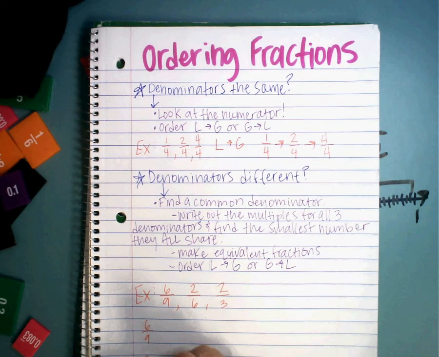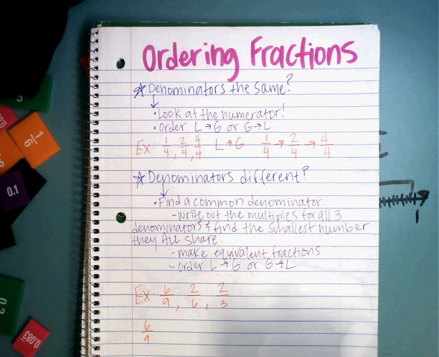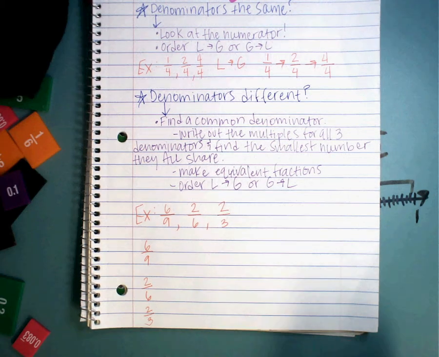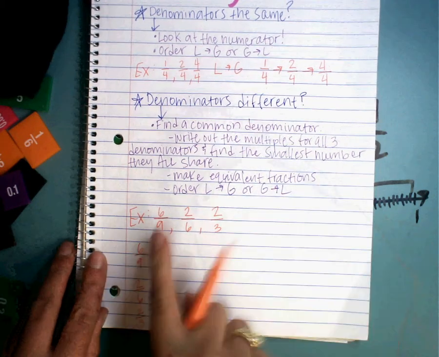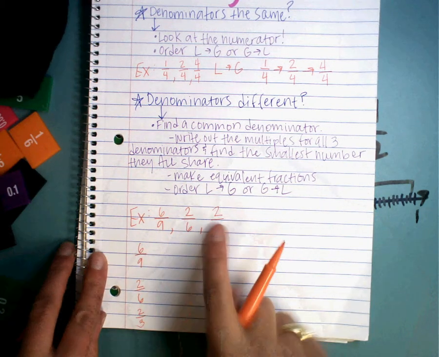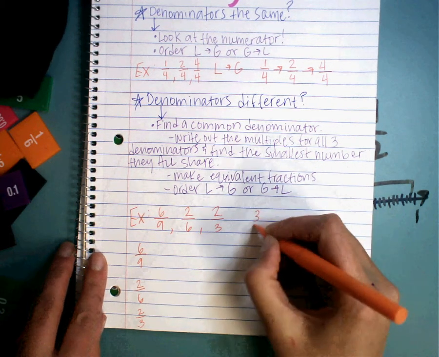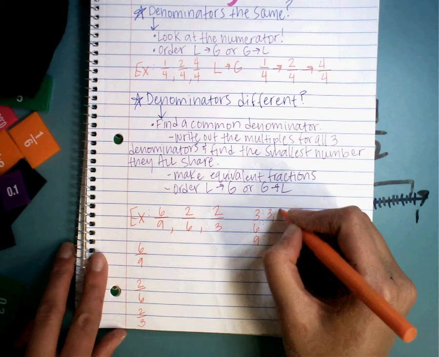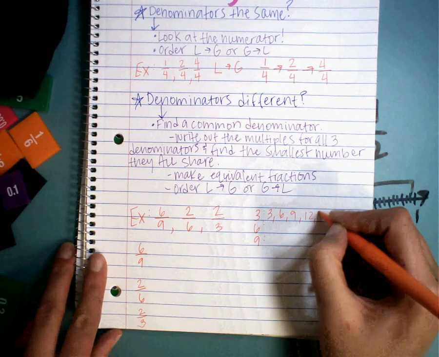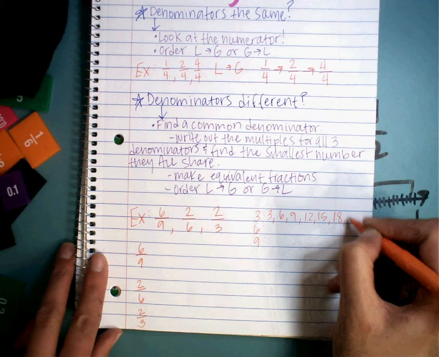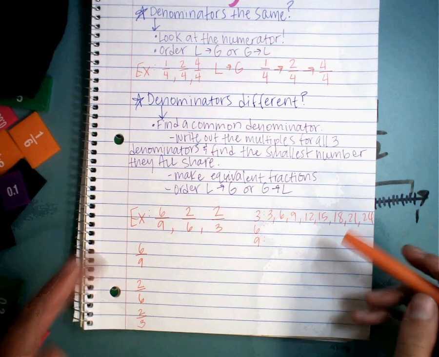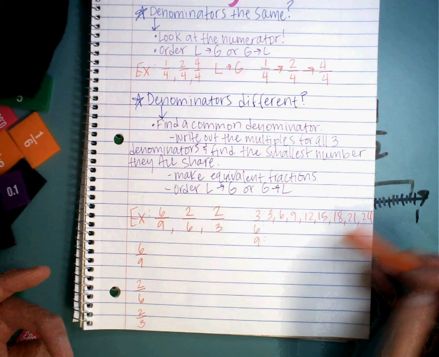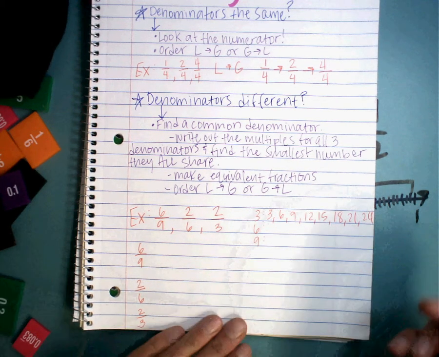So I'm going to write 6/9, 2/6, and, oops, daisy, Miss Hargrove, running out of room, goodness gracious. Okay, 2/3. Now I'm going to list the multiples for 9, 6, and 3. Let's list the multiples of 3: 3, 6, 9, 12, 15, 18, 21, 24. You can just start out by listing a few, and if that isn't enough, you can keep going.